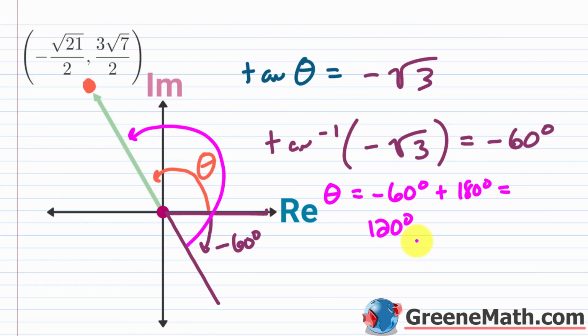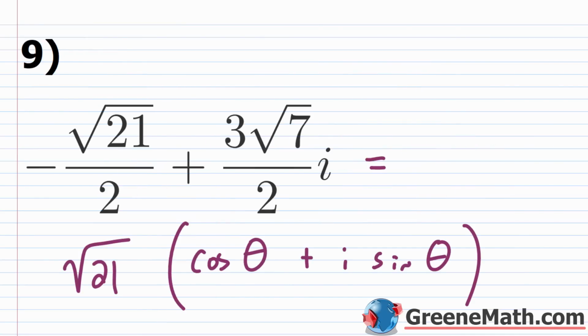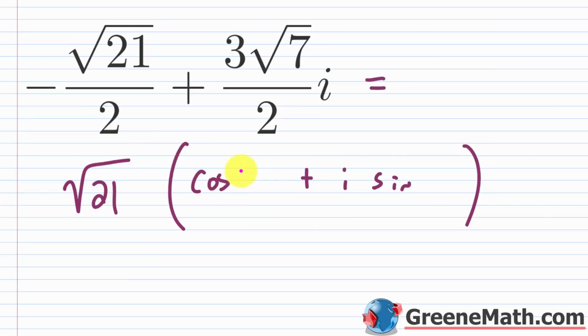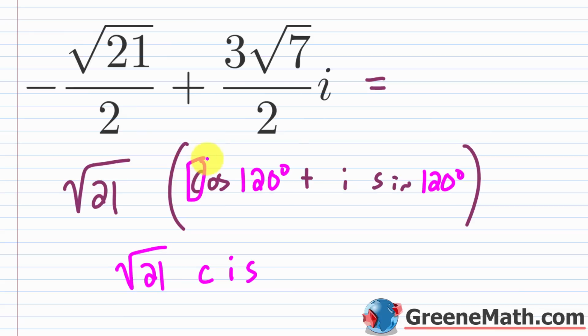The other way you could have done this, you could have said, okay, well, if I plug this in as a positive, the inverse tangent of the square root of 3 would give me 60 degrees. So I'm just trying to find an angle in quadrant 2 with a reference angle of 60 degrees. So that would give me a 120 degree angle. So coming back up, this right here and this right here, we're going to write in 120 degrees like this. And again, for the shortcut, you can go square root of 21 and then CIS. So again, C, I, and then S, and then take your angle, so 120 degrees.